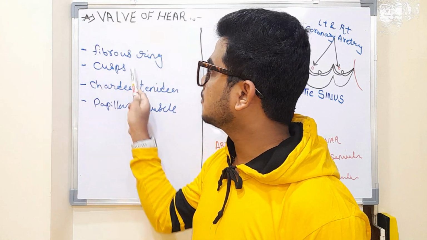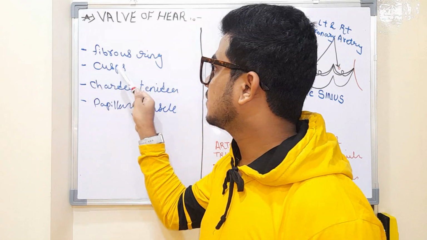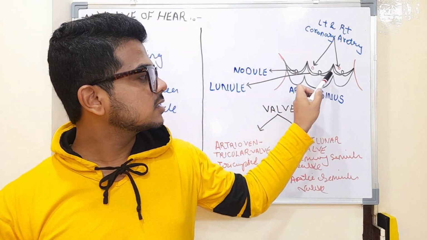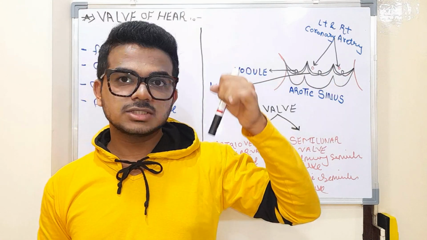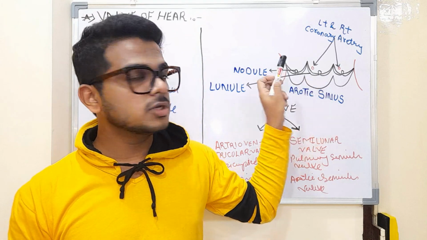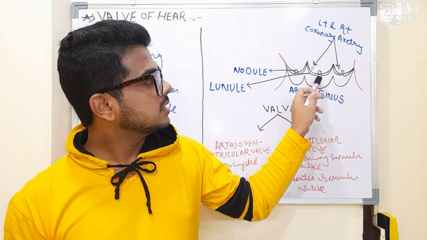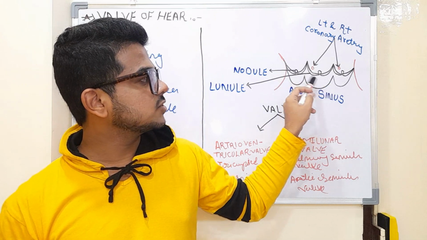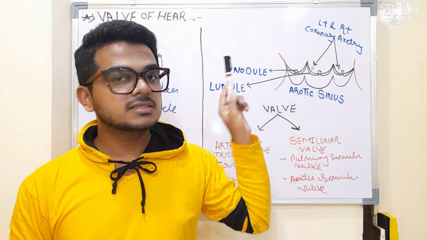The cups are attached to the fibrous ring, and if you see, the cups are going downward into the ventricle. The projection of the cups is going downward. So it is going to the ventricular cavity, not to the atrial cavity. Its cup structure is going downward. Its projection is downwards. Okay, so that is a cup.